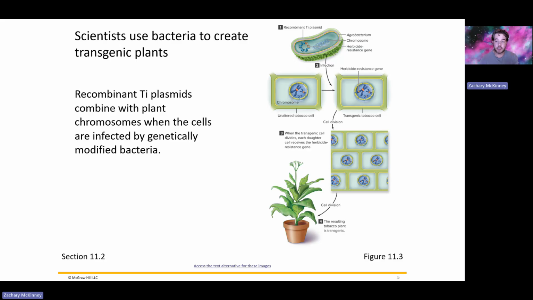And so essentially it's pretty much that. You create your recombinant TI plasmid, where TI is tumor inducing. You create your recombinant plasmid like you did on the slide before, and then you just put that bacteria onto your cells.